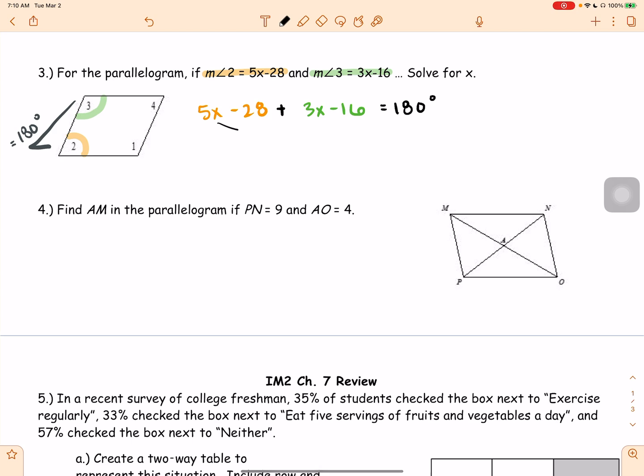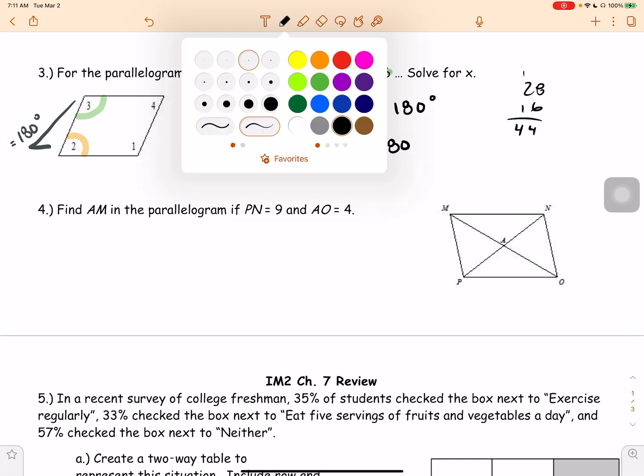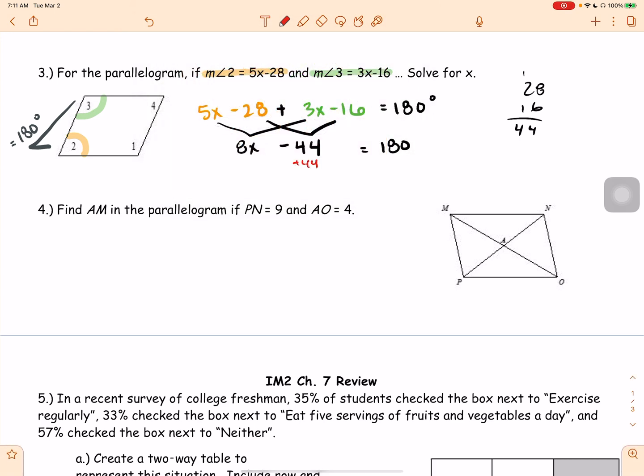So first you got to combine like terms. We have 8x. Negative 28 minus 16 should be negative 44 equals 180. Right? 28, 16. Yeah, 44. Making sure I'm doing my math in my head right. All right, so now what you want to do is add 44 to both sides. Okay, so we have 8x equals 180 plus 44, 224.